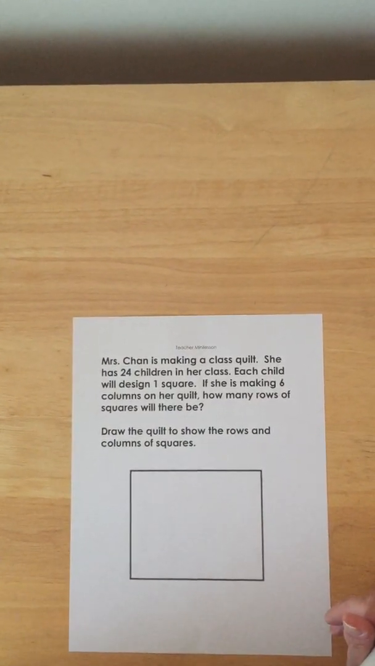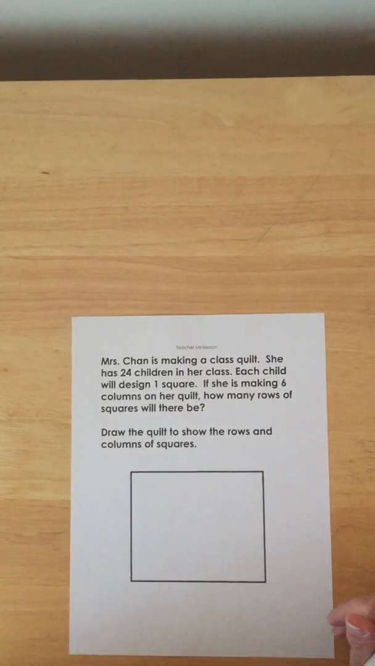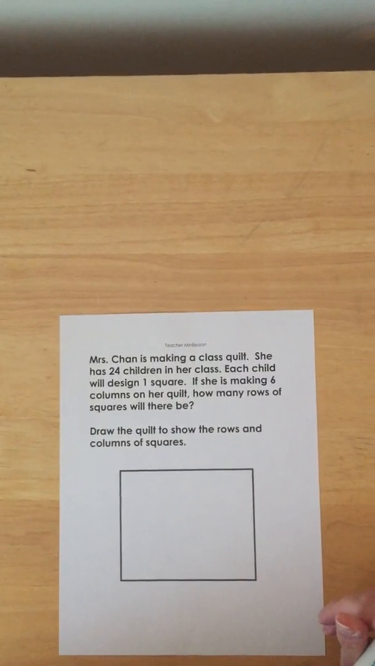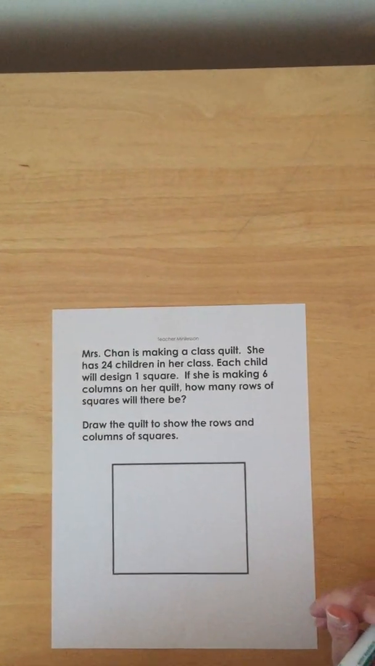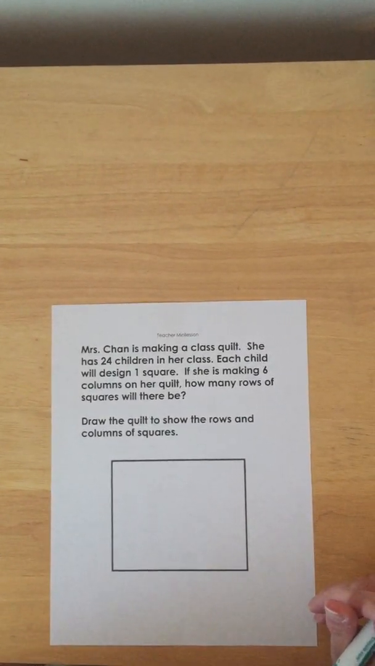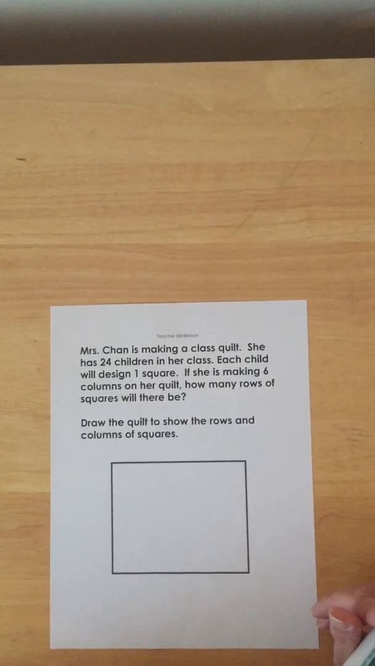So Miss Chan is making a class quilt. She has 24 students in her class. Each child will design one square. If she is making 6 columns on her quilt, how many rows of squares will there be?